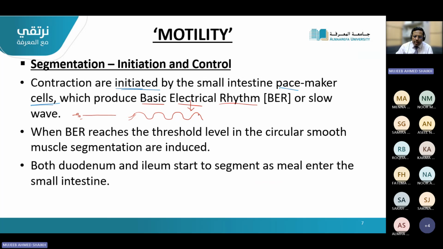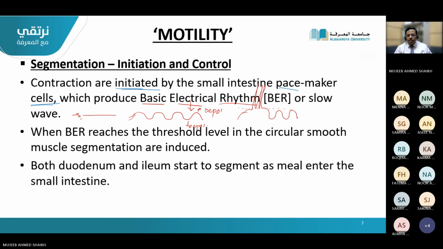When this BER wave goes up, it is called depolarization. If you remember from your foundation course, depolarization means it is going towards zero. Repolarization means it is coming back to the minus side. If this depolarization wave reaches, suppose this is the threshold, it will lead to action potential.